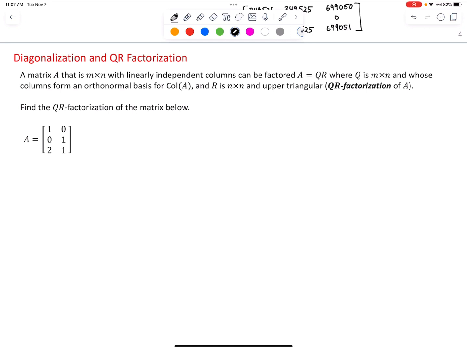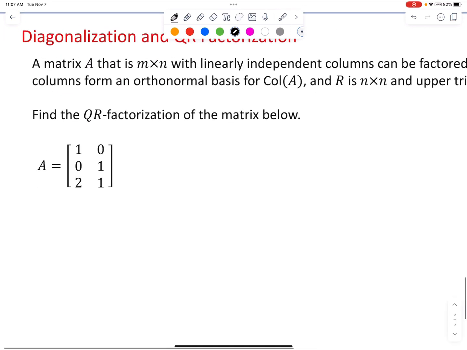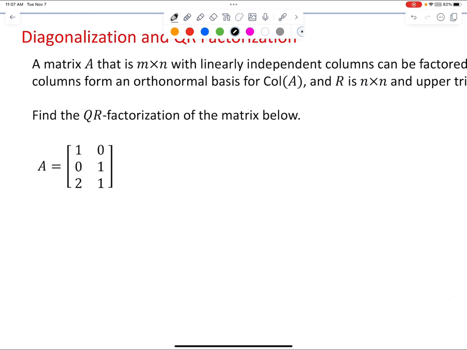Find the QR factorization of the matrix below. Now this matrix is 3 by 2. It has 2 columns. We'll call them vectors u1 and u2. And notice that neither vector is a multiple of the other. So these are linearly independent vectors. So if we were to find a basis for the column space of this matrix, we would need both columns in that basis. Now the matrix Q that we're after is also going to be a 3 by 2 matrix, but we need the columns to be an orthonormal basis for the column space of A.